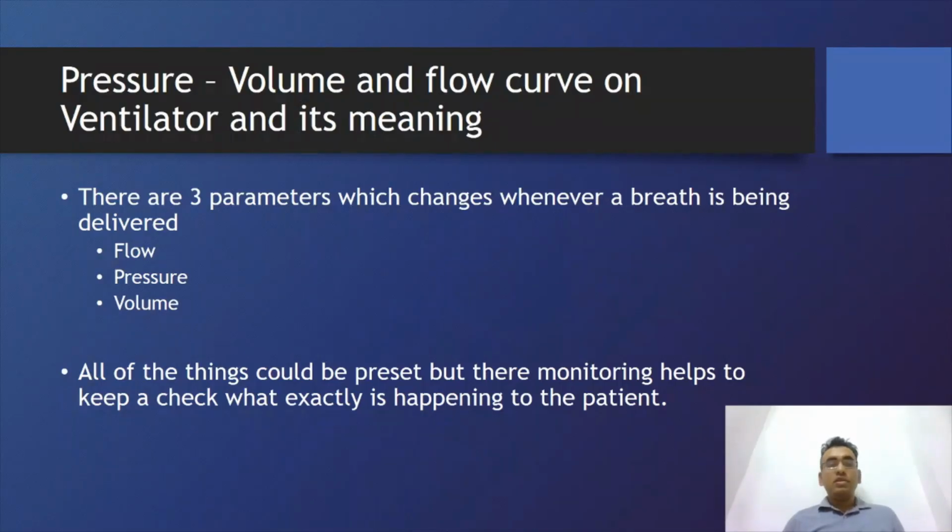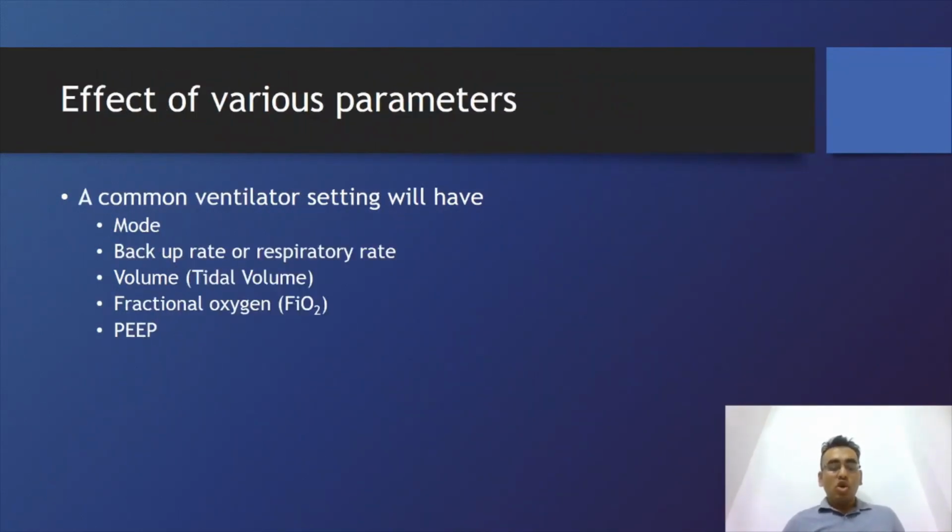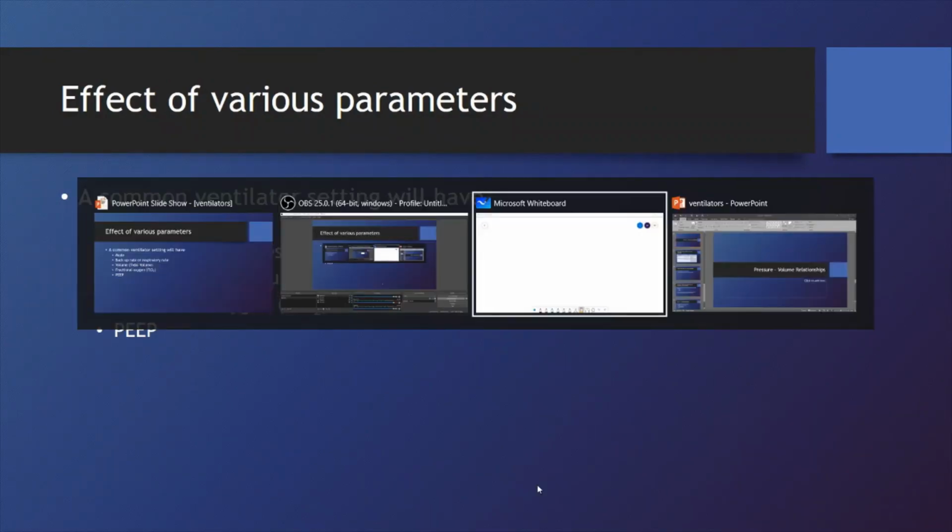So now we have learned the basic pressure, volume, flow curves on the ventilator and what they mean. We'll be discussing it in further lectures as well. On a common ventilator setting, we'll have the mode, we have a backup rate or the respiratory rate, we have a volume, we have a fractional oxygen, and we'll have a PEEP. So let's see how this works, and what this affects.